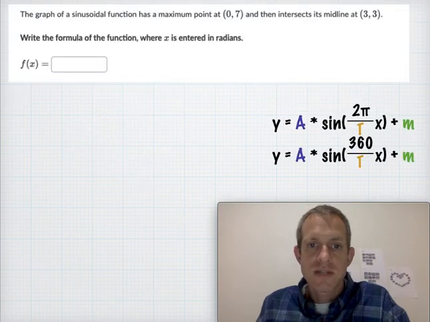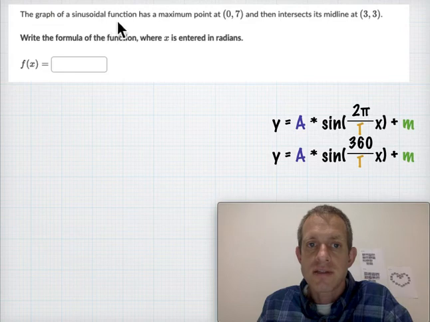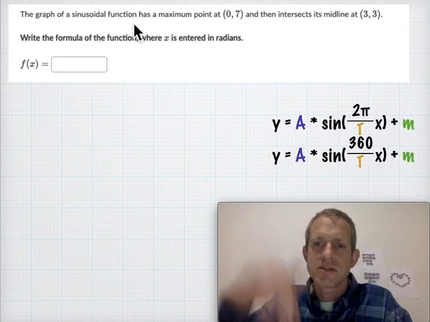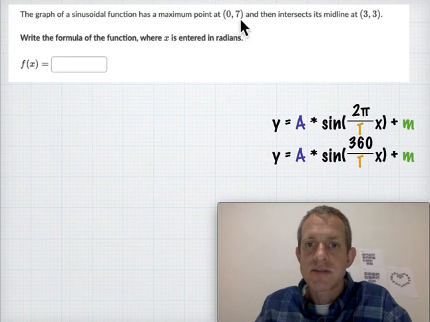So let's look at a few examples. In this example, the question says find the graph for a sinusoidal function. That just means it goes up and down in curves. If it has a maximum point at (0, 7), and it intersects its midline at (3, 3).